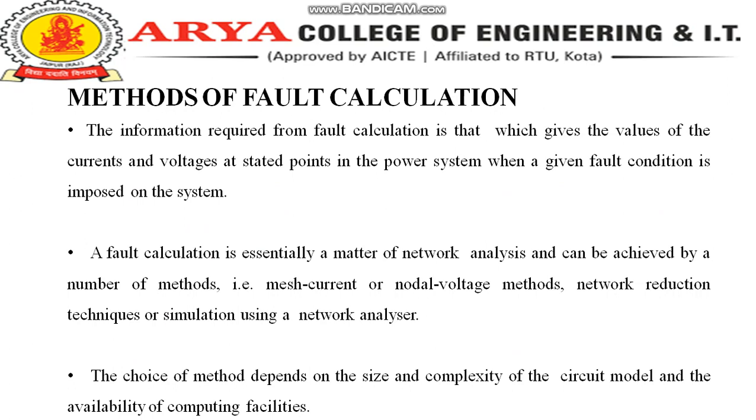Methods of fault calculation. The information required from fault calculation gives the value of currents and voltages at the specified point when a given fault condition is imposed on the system. A fault calculation can be achieved by a number of methods, that is mesh current, nodal voltage method, network reduction technique, or simulation using a network analyzer. The choice of method depends on the size and complexity of the circuit model.